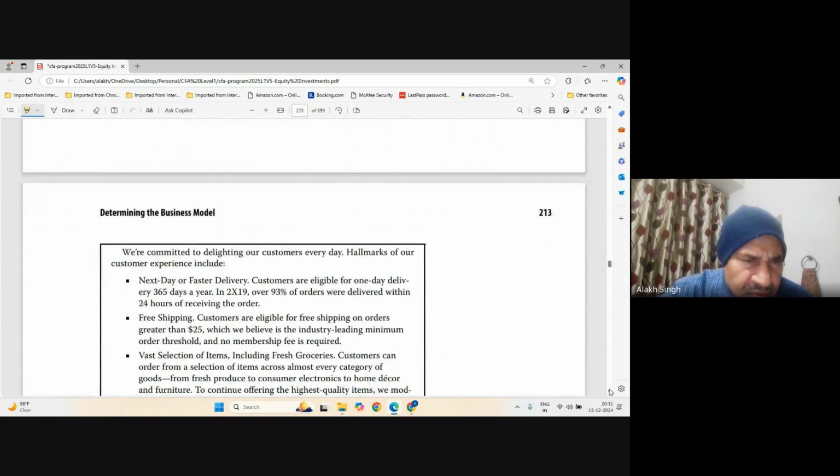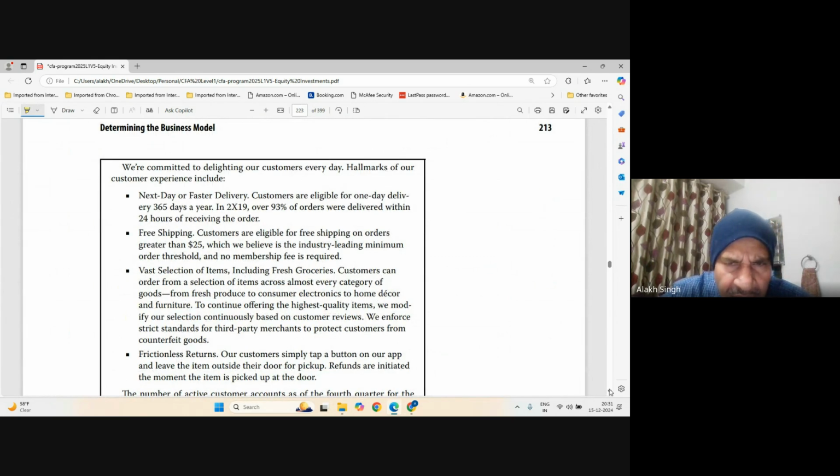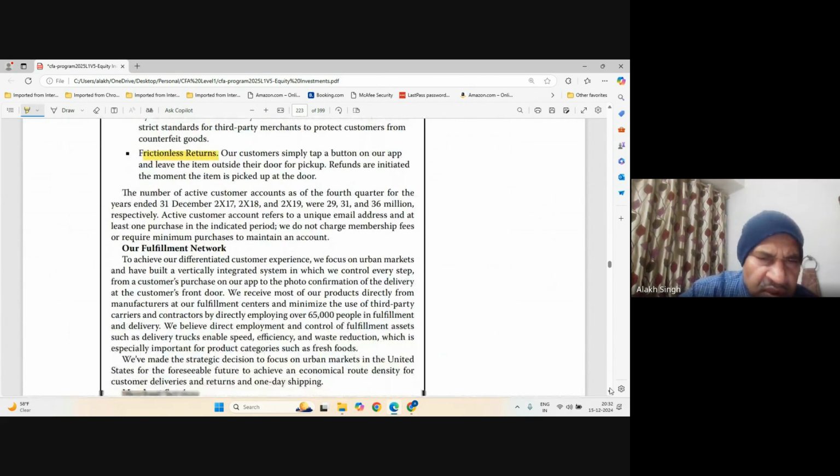Some problem with this book. We are committed to delighting our customers every day. Okay, so this gives their strategy and business model: they deliver faster, next day, then free shipping if they purchase more than $25. A vast selection of items means they have so many items listed on their website, like Amazon, which you have used here in India. Then frictionless returns. If something is not found, it will be returned. That is their business model.